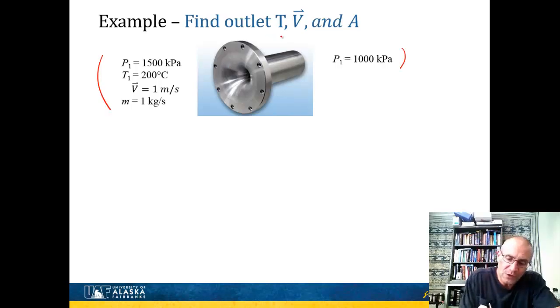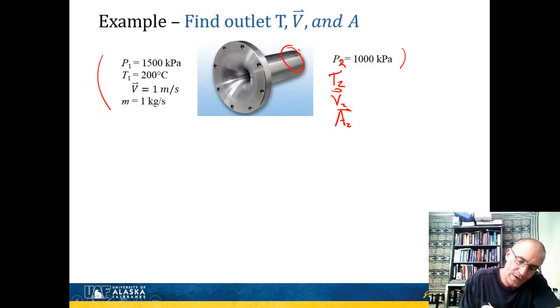And so what I want to do is find out the outlet pressure. So I'm sorry, that's actually P2. I want to find out what is T2, what is V2, and what is the cross-sectional area at the outlet. So I'm looking over here at the outlet. It's going in that direction. I want to find those three conditions.